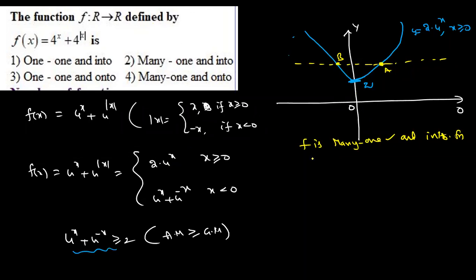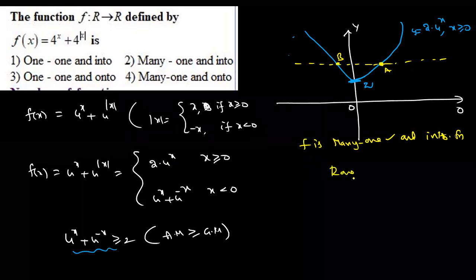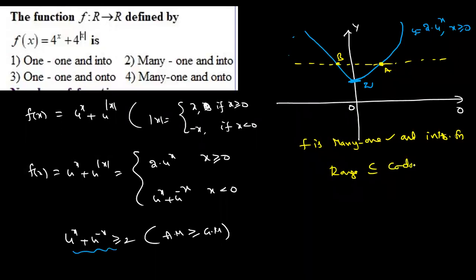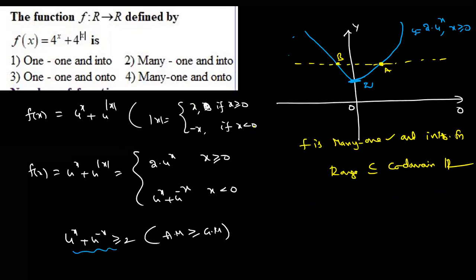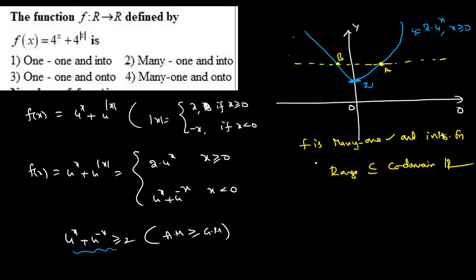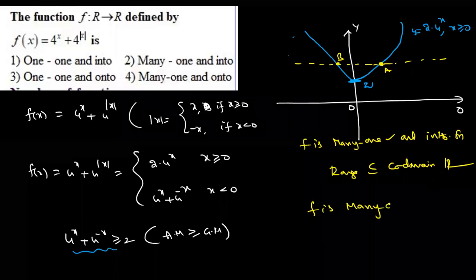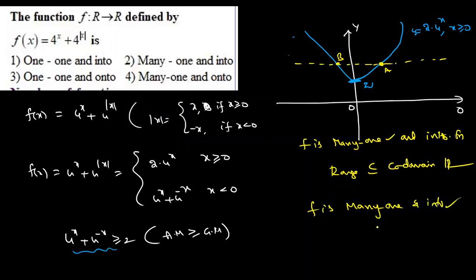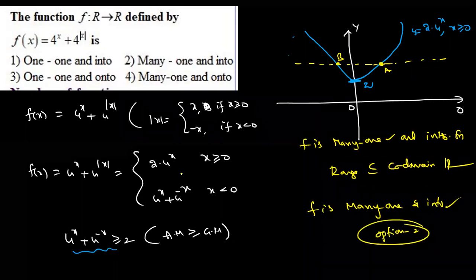But what is the codomain given here? The codomain is the set of real numbers. So negative outputs are not possible. Check it. F of minus 1, f of minus 1 by 2, anything, the output is always positive. Therefore, f is what here? Many-one and into function. So the option is 2.